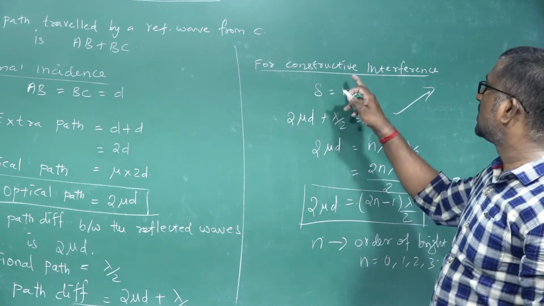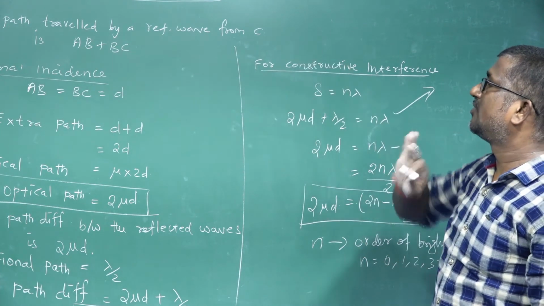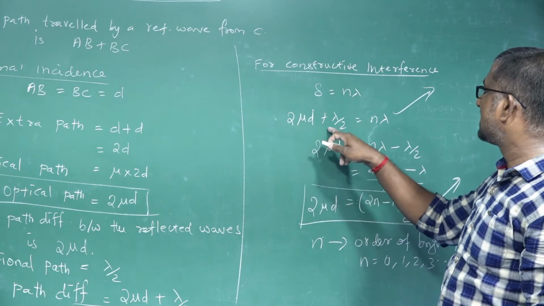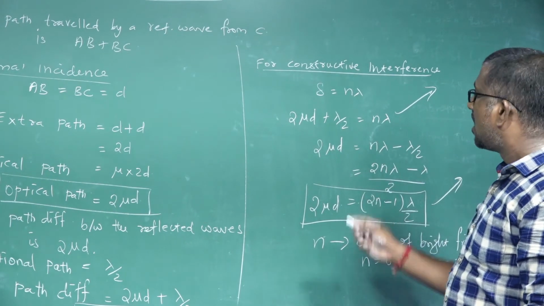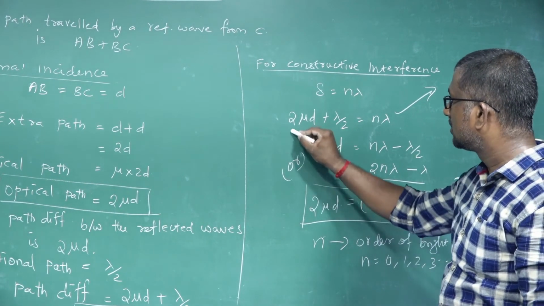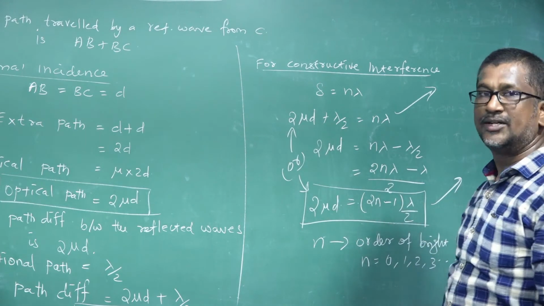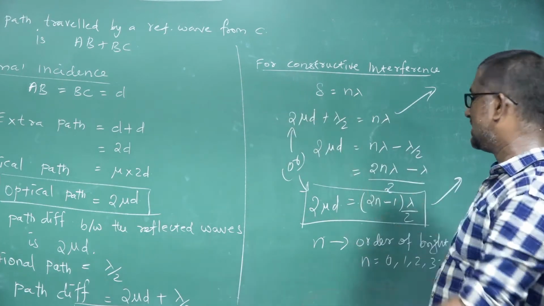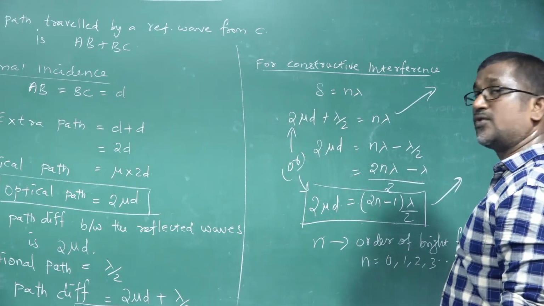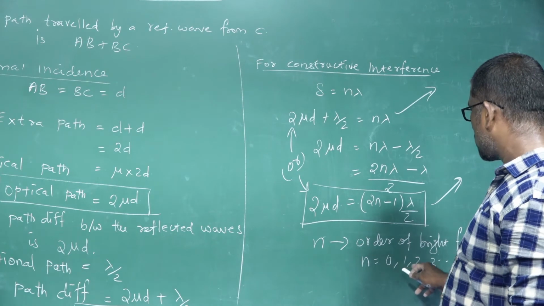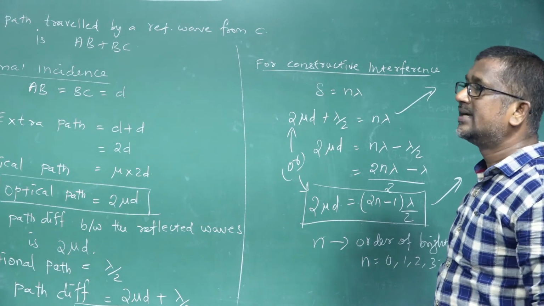So the condition for constructive interference in the case of reflected waves is 2 mu d plus lambda by 2 is equal to n lambda, or 2 mu d is equal to 2n minus 1 lambda by 2. Lambda is the wavelength of the incident wave. Here n is the order of bright fringes. Its value is 0, 1, 2, 3 and so on.